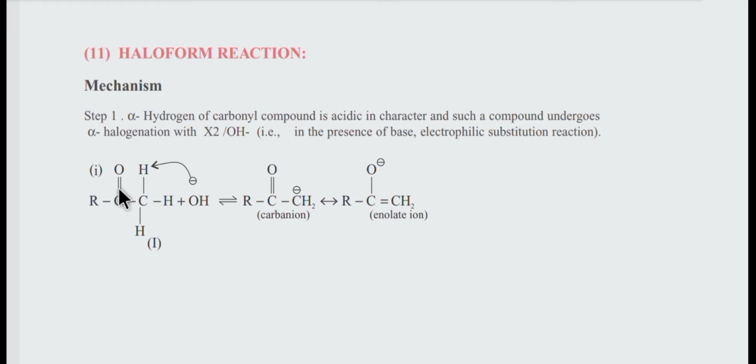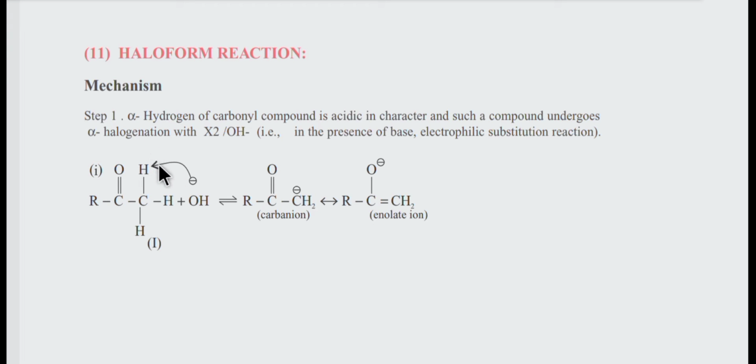First of all, you will see one carbonyl compound, or you can say there is one ketone. The atoms that are directly bonded with this carbonyl group are called alpha atoms. So this carbon will be called alpha carbon, and all the hydrogens attached to this carbon are called alpha hydrogen. Alpha hydrogens are the hydrogens that are directly attached with the alpha carbon, and the alpha carbon is the carbon that is directly attached with the carbonyl or functional group.